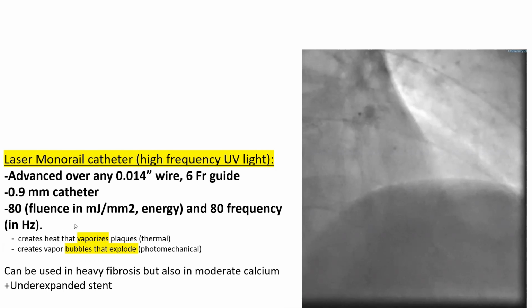And what laser is, is a high frequency UV light. What it does, it creates heat and it vaporizes the plaque. The plaque evaporates, so it vaporizes the plaque, but it also creates bubbles and an explosion inside the plaque. So it creates a vapor effect and it also creates an explosion effect, which is particularly useful in calcified disease. This is what we call the photomechanical effect.